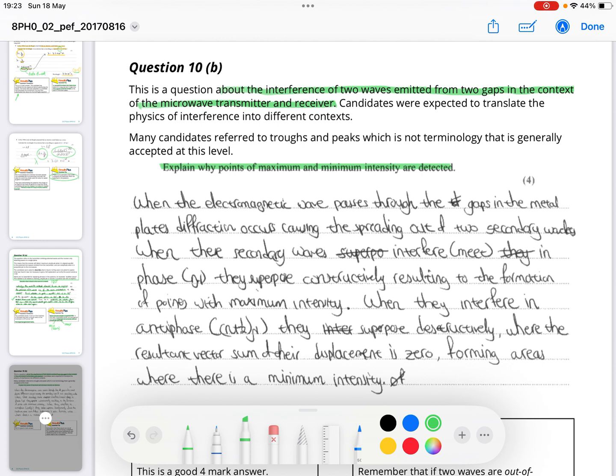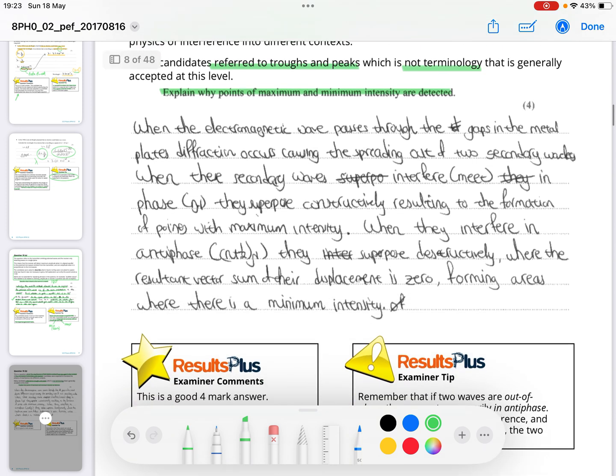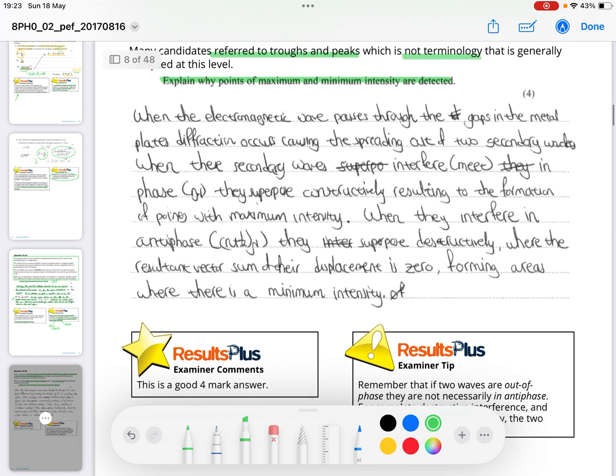Okay, so it says many candidates referred to troughs and peaks, which is not the terminology that is generally accepted at A level. Okay, so let's see how many marks this student got. This is a good 4-mark answer from a student.